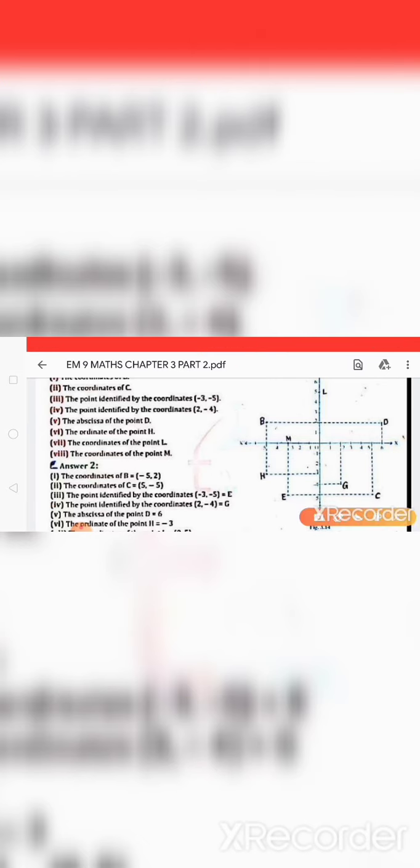Next, question 5. The abscissa of point D. We have to write the abscissa, and abscissa means the x coordinate. So here our point D is in the first quadrant, and abscissa means the distance on the x-axis, and the distance on the x-axis for point D is 6 units. So we write in our answer the abscissa of point D is 6.